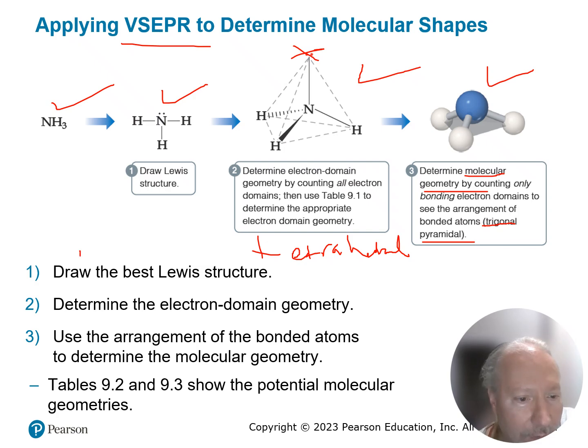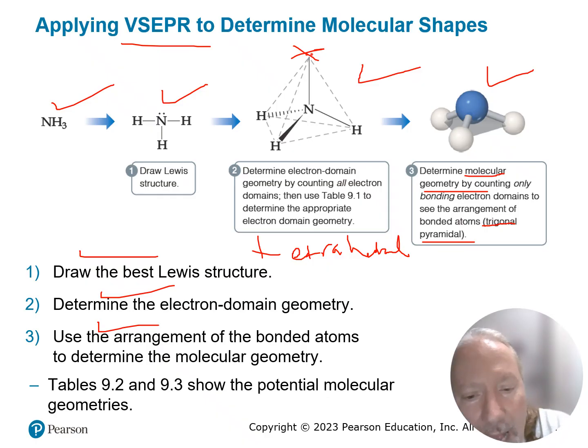Draw the best Lewis structure you can, determine the electron domain geometry, and arrange these bonded atoms so they follow VSEPR and they're spread apart. All the electron domains are spread as far apart as possible. So you use VSEPR here really at this point. And then to get the molecular geometry, you ignore the lone pairs.